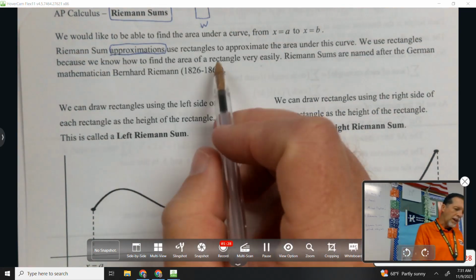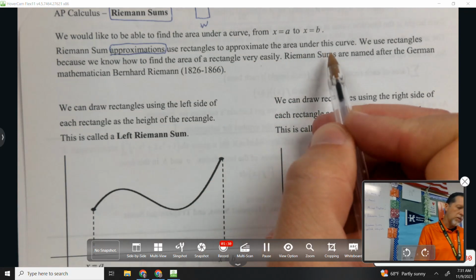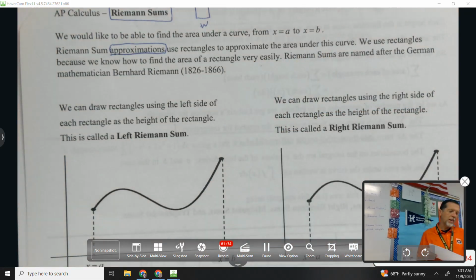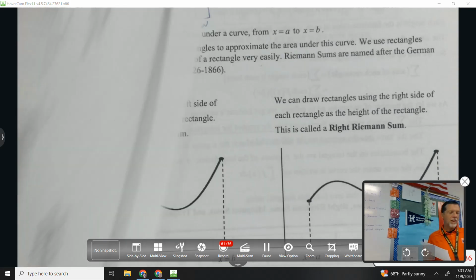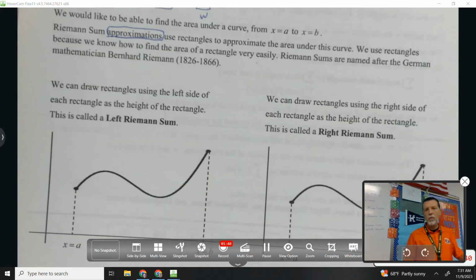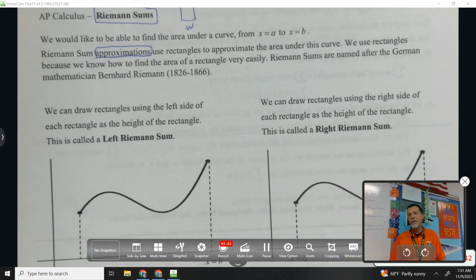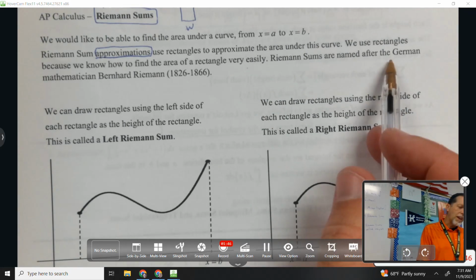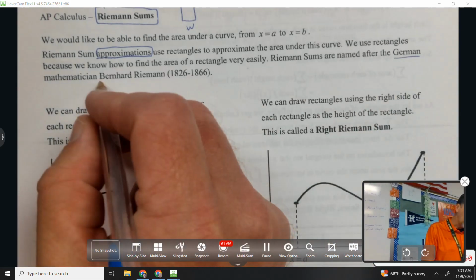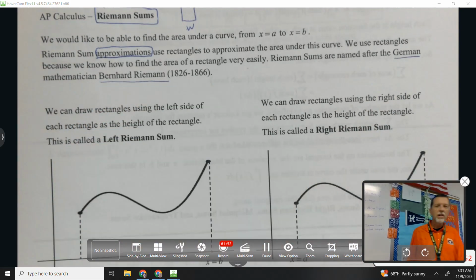And we use rectangles to approximate the area under the curve. We use rectangles because rectangles are easy. That's really the reason. We could squeeze some rectangles in there and get a close approximation, and finding areas of rectangles is easy, so let's do it that way. The guy that came up with this seems pretty basic, but he gets credit. Bernhard Riemann, Riemann sums.